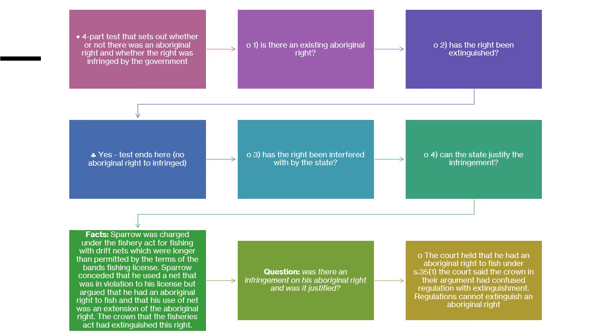There is a four-part test that sets out whether or not there was an Aboriginal right and whether the right was infringed by the government. So, is there an existing Aboriginal right? First, you have to answer this question. Existing means 1982.